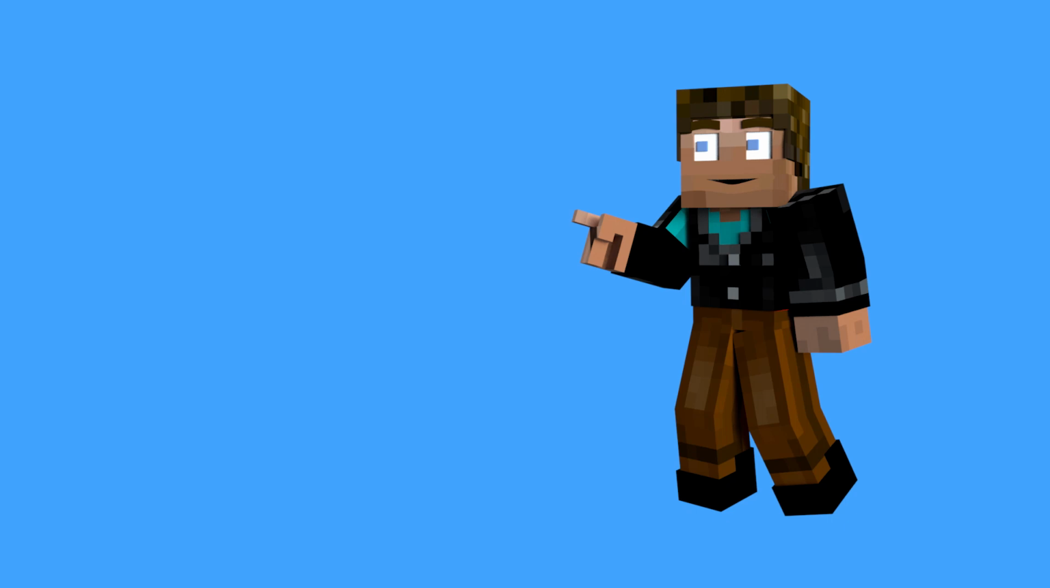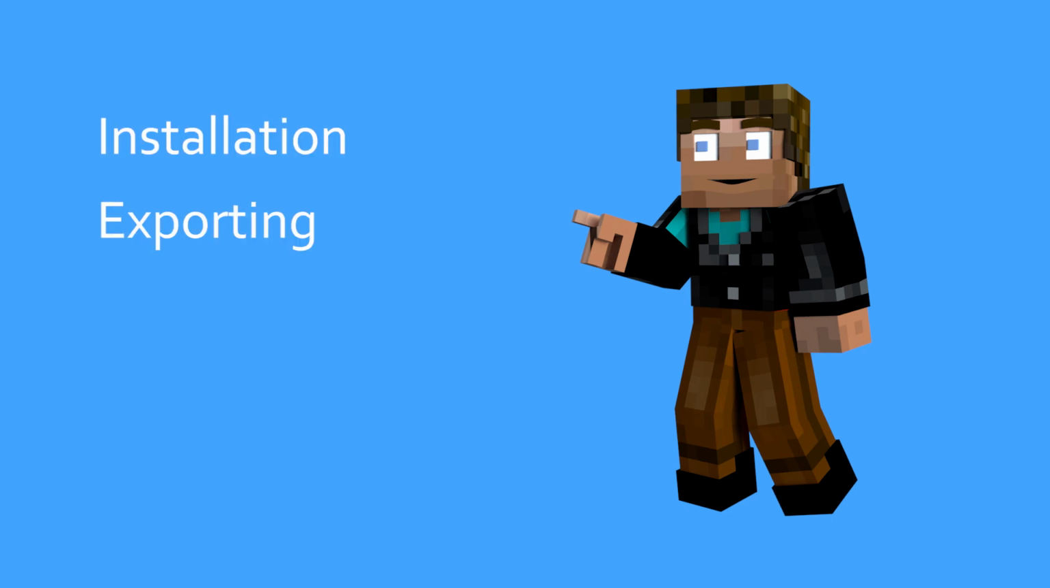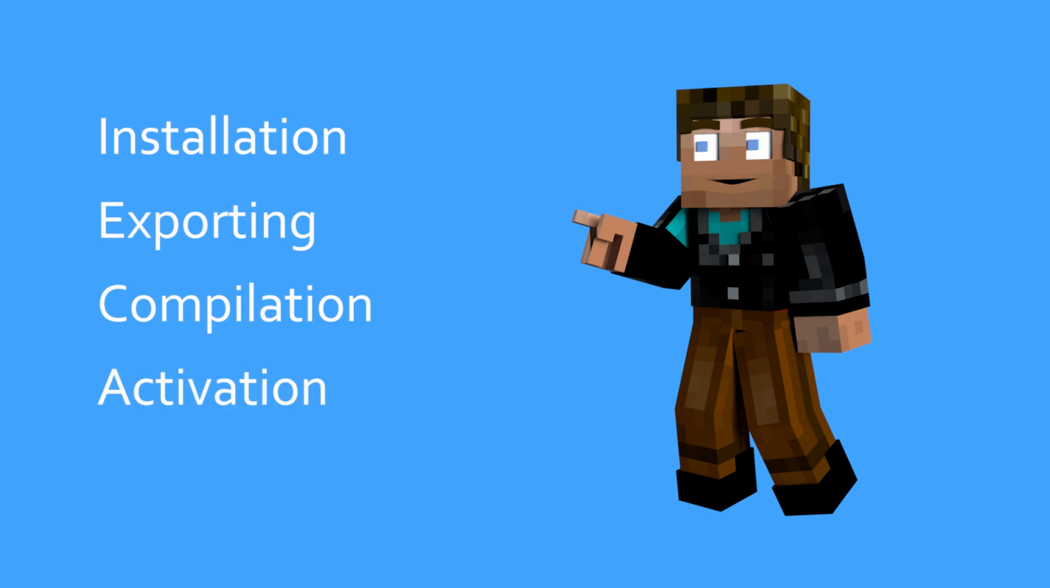In this tutorial, I'm going to go over installing the program and add-on, exporting your animation from Blender, opening the animation in my program and compiling it to a function file, and activating that function file in your data pack. I am not going to cover the basics of data packs or the basics of animation in Blender. There are plenty of tutorials of both of those on the internet.